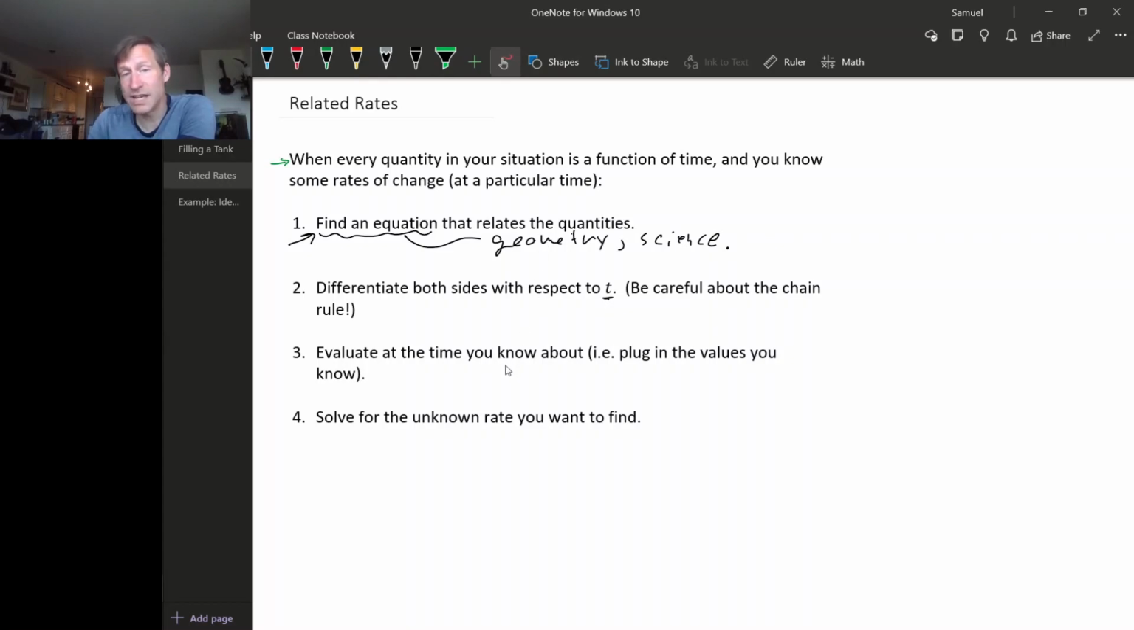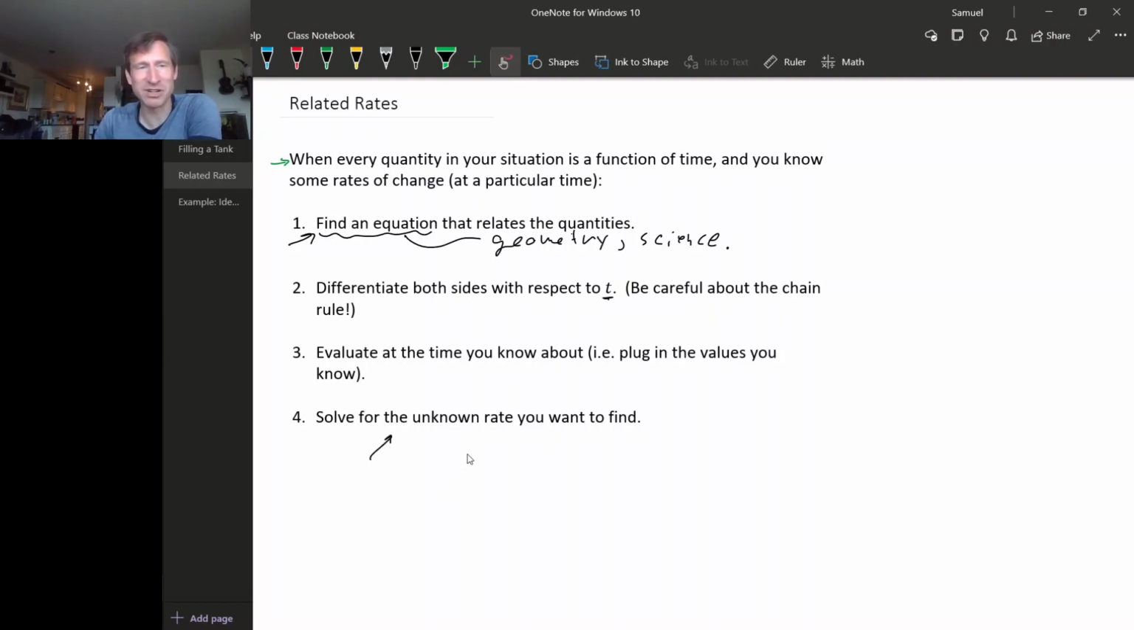Once you are done taking your derivative, then you can evaluate at the time of interest. And this usually takes the form of just plugging in the values for your derivatives that you knew ahead of time. You might have to find some of those values using maybe other equations. And once you've evaluated everything except the one rate that you don't know, then you can solve the resulting equation for the rate that you want to find.